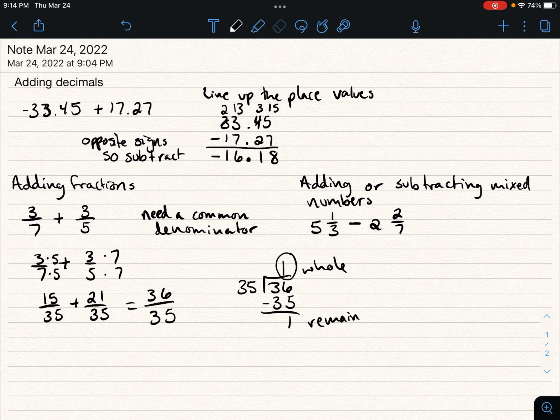Or actually, I should say this is going to be your numerator. And this is going to be your denominator. So that's going to equal 1 and 1/35.